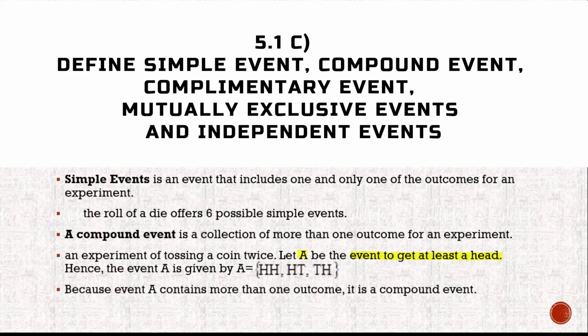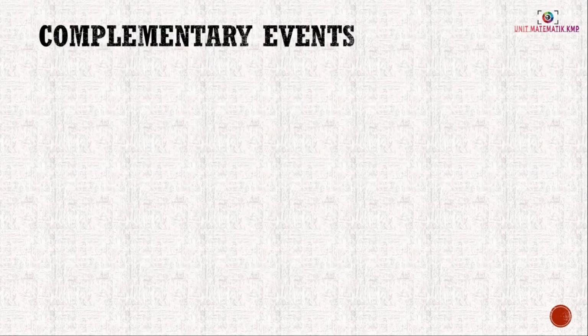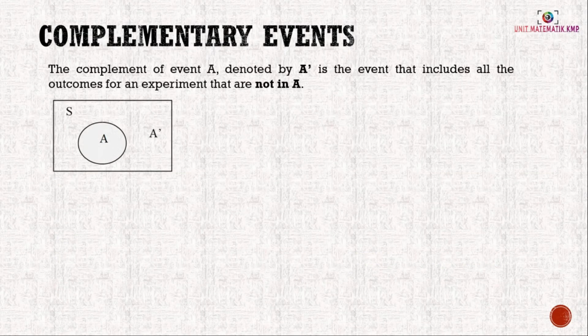Okay, so because event A contains more than one outcome, so result dia ada lebih daripada satu, so it is a compound event. Okay, kita look at the complementary events. The complement of event A, denoted by A prime, is the event that includes all the outcomes for an experiment that are not in A.